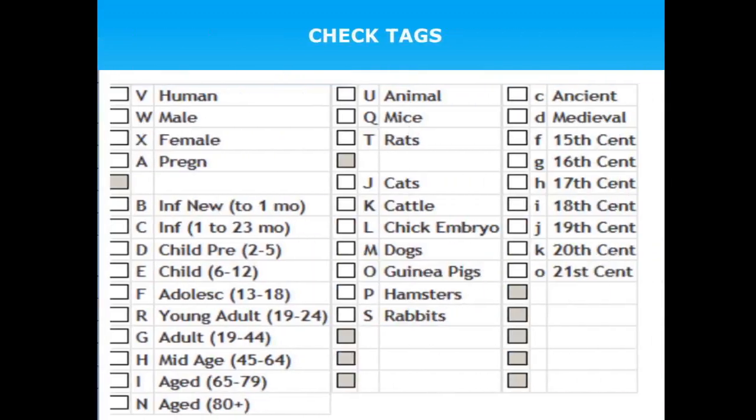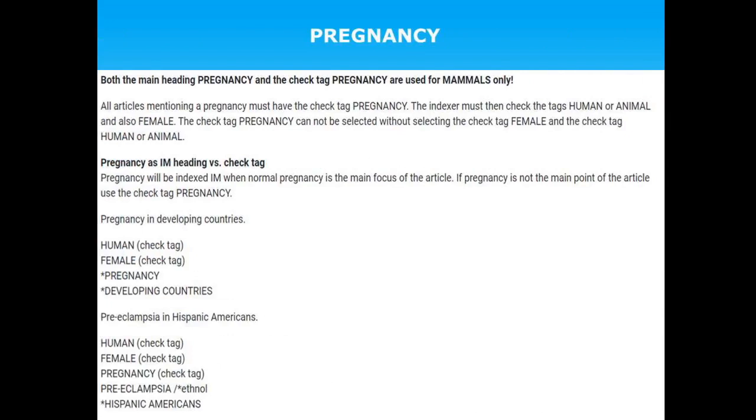Fine. So these are the common check tags: human, male, female, pregnancy. Infant: newborn baby from 0 to 1 month, and infant from 1 to 23 months, which is nearly less than 2 years. And child preschool, 2 to 5 years, and child 6 to 12, and adolescent age 13 to 18, young adult, middle aged, aged, 80 and over. Also animals, rats, and so on. These are the common checklist terms. These should be included automatically, not as an IM, but as a check tag. Checklist or not IM, remember that.